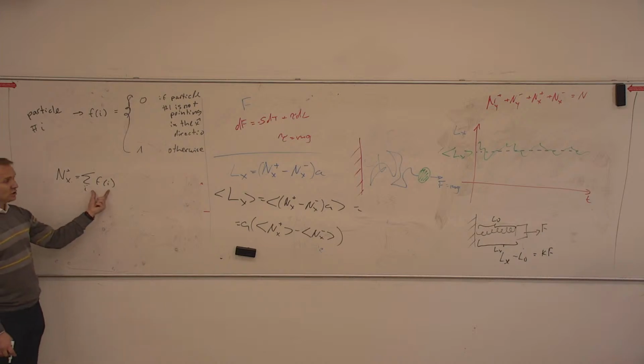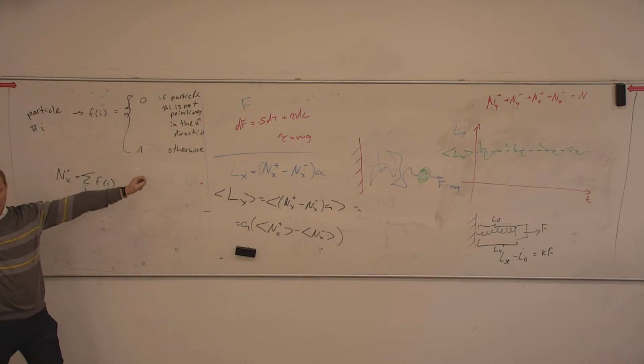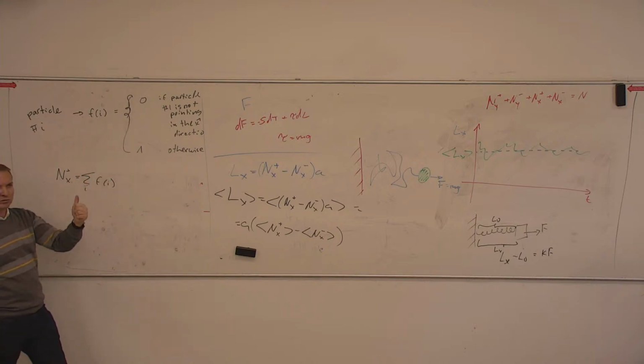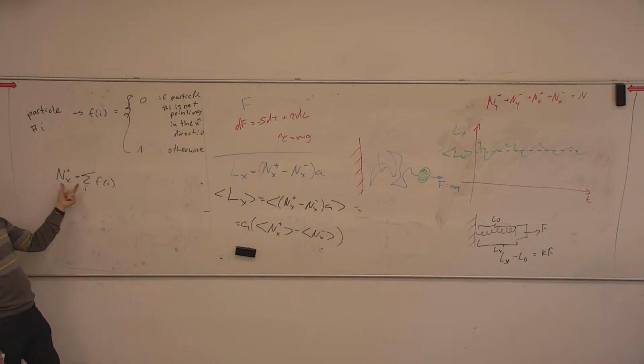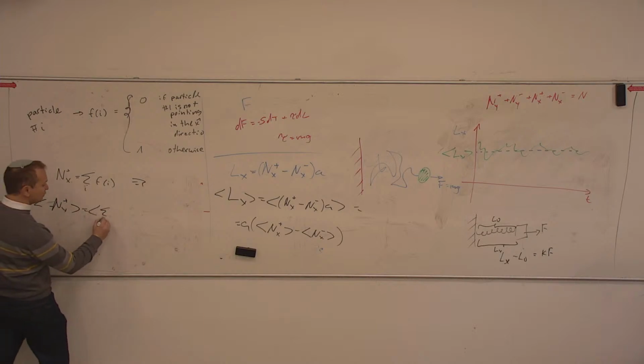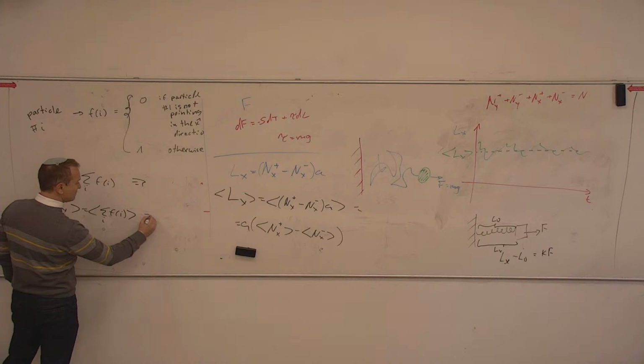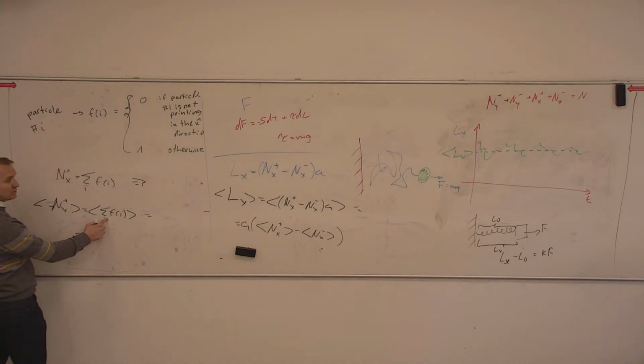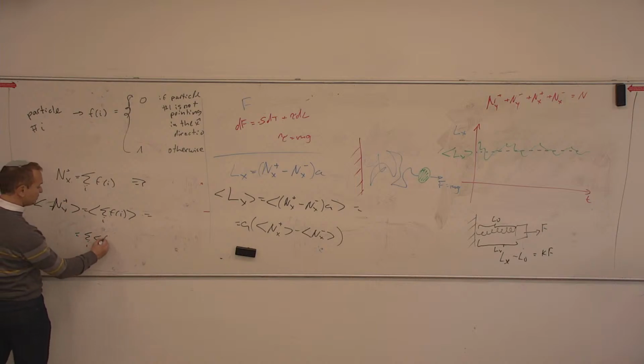I go over each particle in this bunch of monomers, and I ask each of them, are you pointing to the right or not? If it's pointing to the right, I count it as 1. If it's not pointing to the right, I count it as 0. And in total, nx plus is just this sum. Now, the nice thing about probabilities is that if I want to compute the average of nx plus, it's just the average of a sum over fi. An average of a sum is always a sum over averages. So it's just a summation of the average over fi.